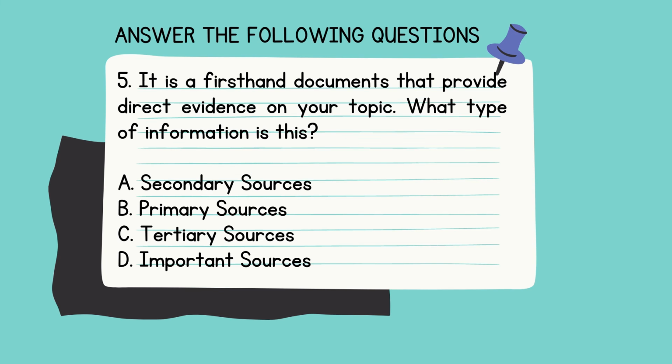Last question. It is a first-hand document that provides direct evidence on your topic. What type of information is this? A. Secondary sources. B. Primary sources. C. Tertiary sources. D. Important sources. The correct answer is letter B. Primary sources.